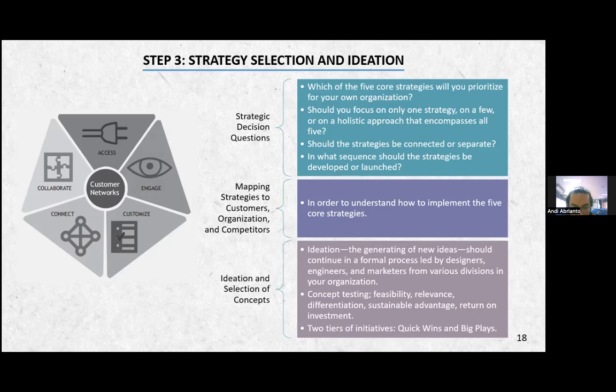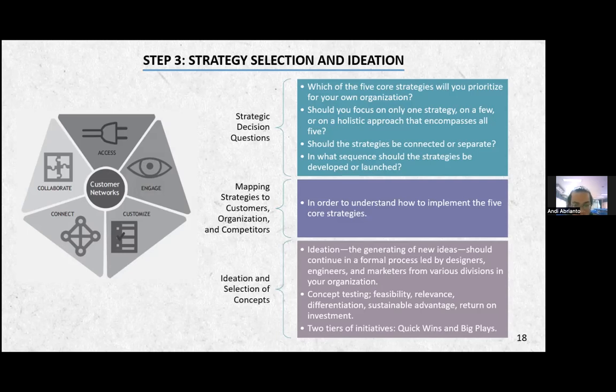And after ideation is complete, you will need to select which to keep through a process of concept testing. The key areas to test are, first, feasibility. Do you have the required skills and capabilities for the innovation you are considering? The second is relevance. How appealing is your idea to your target customers? The third is differentiation. How different is your idea? Has your competition already done something similar? Will your new initiative actually stand out and be noticed by your customers?